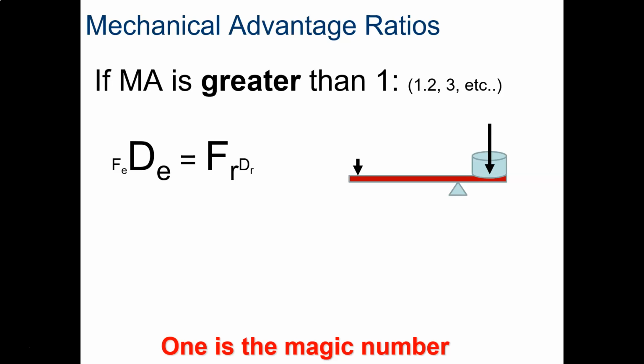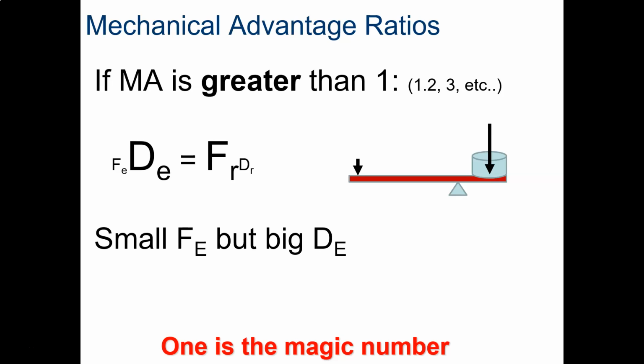So if the mechanical advantage is greater than 1, okay, what that means is that it's making it easier to lift the object. So you have a small effort force. You don't have to push very hard. Okay? And the trade-off is, though, that you have to push your side quite a bit further than the object is going to lift up. The resistance is going to move. So that's mechanical advantage of greater than 1, 1.2, 3, etc., etc.